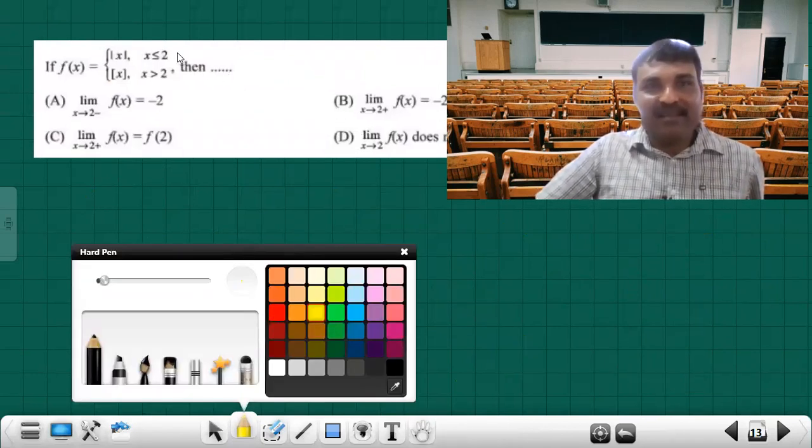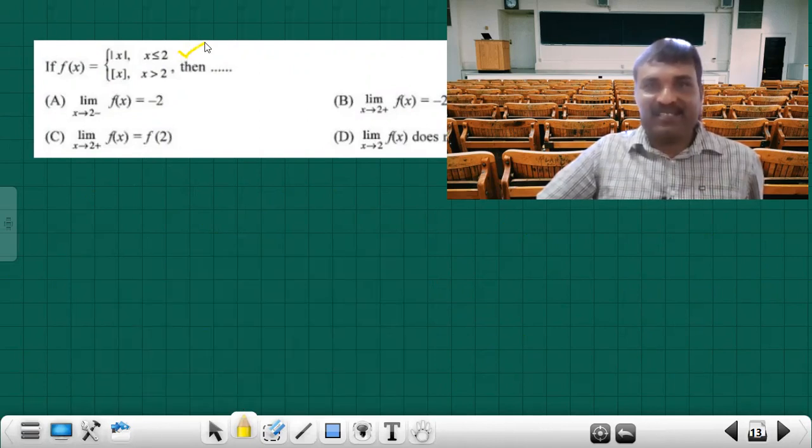So this is a left hand limit. It is given as mod x when x is less than or equal to 0, and when x is greater than 0, the value of this function is the greatest integer x, right? We want to check. They are given the value of the left hand limit when x tends towards 2 minus, and the value of the right hand limit when x tends towards 2 plus from the right side. And they say the value of the right hand limit is equal to the value of the function at x equal to 2. And option D is the limit does not exist, right?